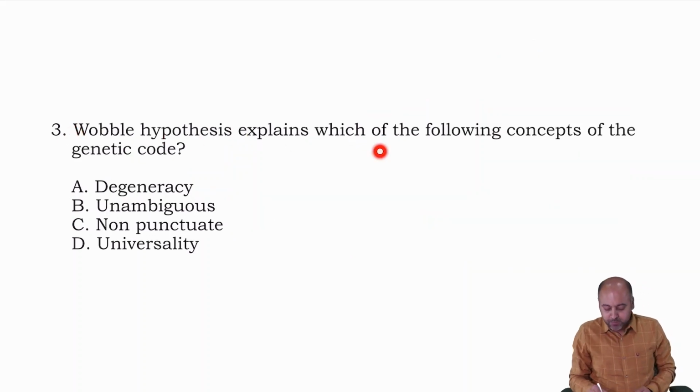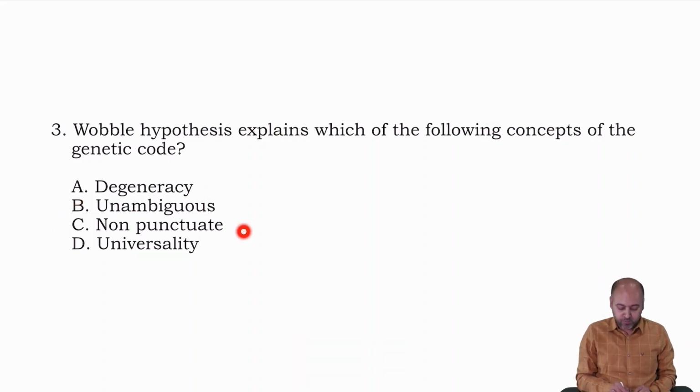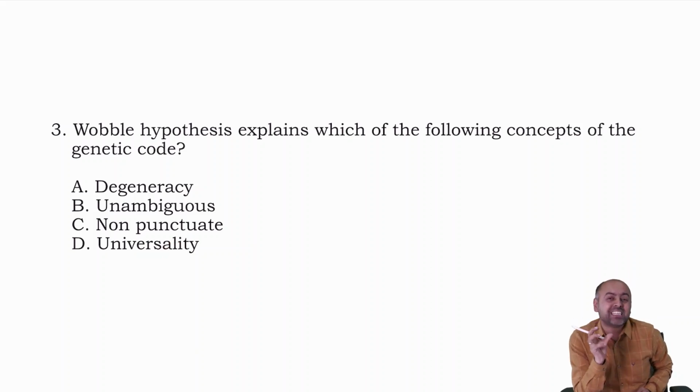Wobble hypothesis explains which of the following concepts of the genetic code? Your options are degeneracy, ambiguous, non-punctuated, and universality. Another aspect is that they talk about the basic concepts in biochemistry, particularly in molecular biology. This concept is an important emphasis in the INICET exam, which is not there in the NEET PG exam. In NEET PG, they will mostly focus on the applied part, but in INICET, some focus is there on understanding whether you know the basic underlying concepts of the various topics that you're discussing or not.